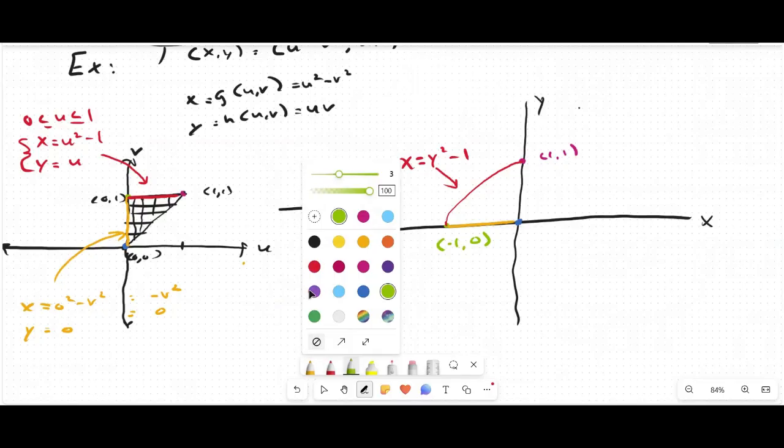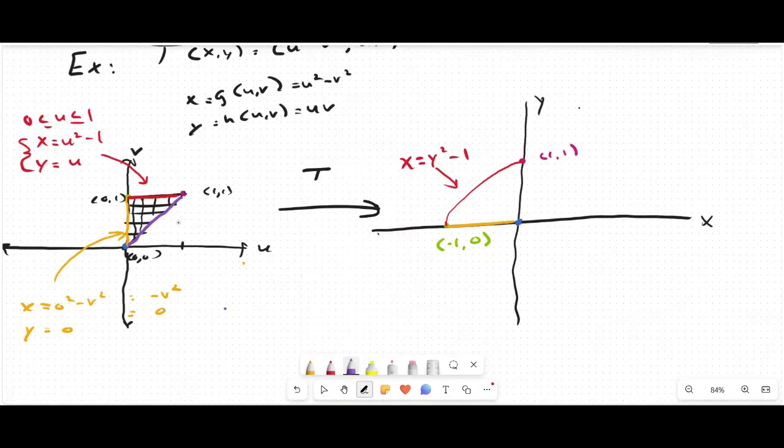Yellow, purple. I guess purple is good. This edge here. How am I going to do that edge? On that edge, U equals V. And therefore, X equals 0, U squared minus V squared. And Y equals, you could say U squared or V squared, it doesn't matter, going from 0 to 1. And so we do see this edge here.